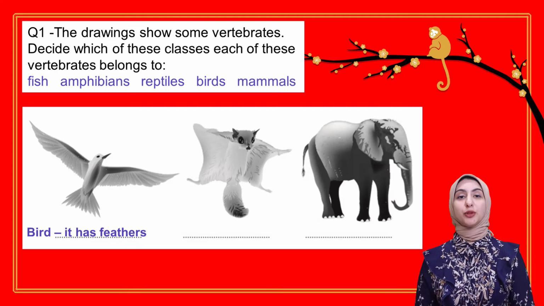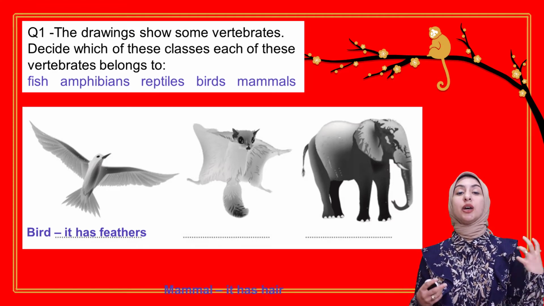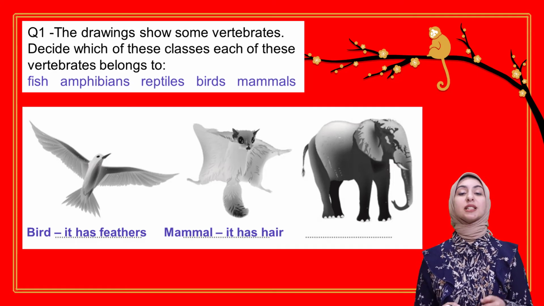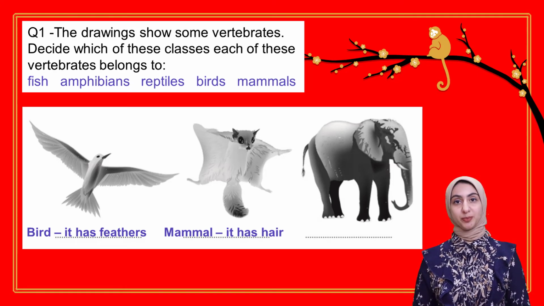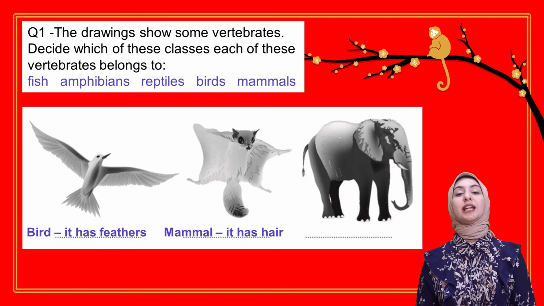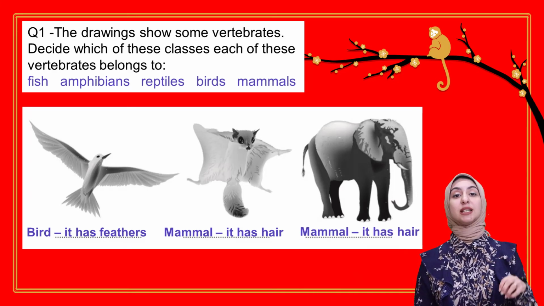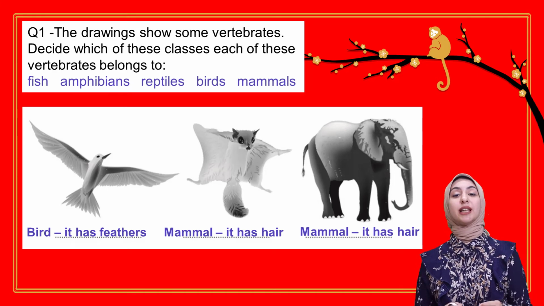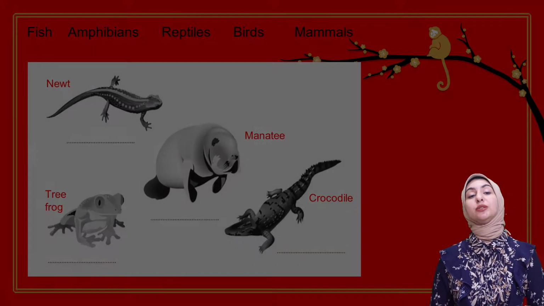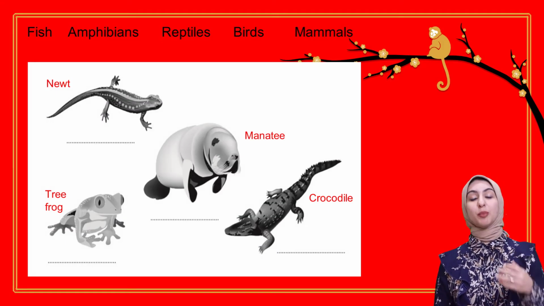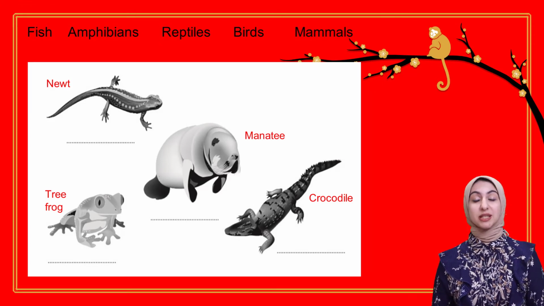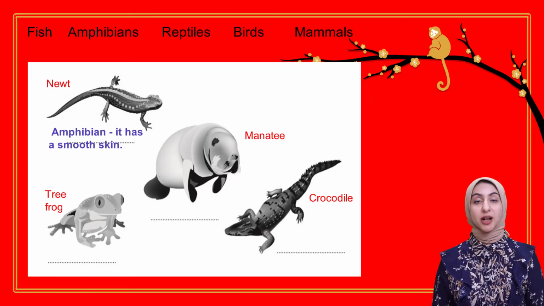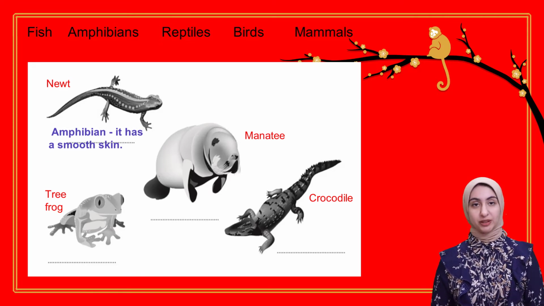The second vertebrate here, it has hair on its body, so it is classified as mammal. The third vertebrate here, it has hair on its tail and on its head, so it is classified as a mammal. The first vertebrate here on top, it has 4 limbs and it has moist skin, so it is classified as amphibian.